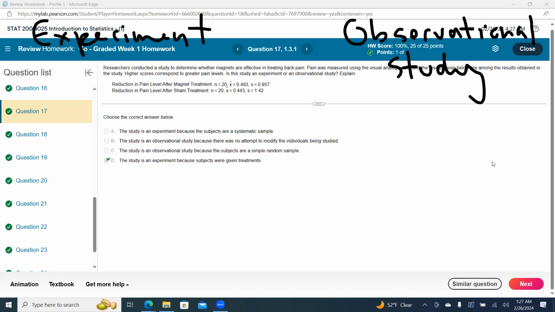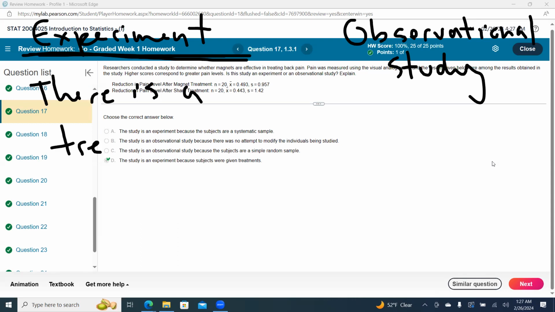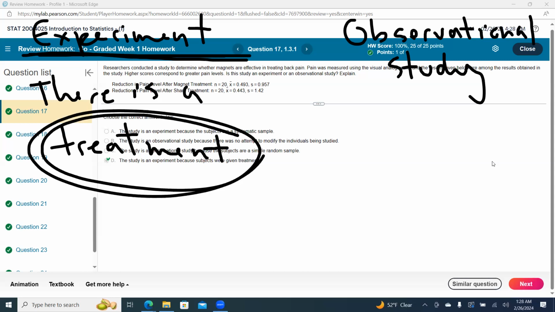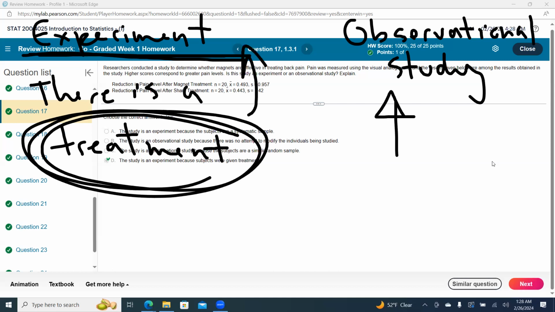So with an experiment, this is always true. Just give a basic definition. If you ever have an experiment, there is a treatment administered. If I'm reading a question, is this an experiment or is this an observational study? I'm looking for a treatment. This is true. They could give questions that are hard to define that are ambiguous. We don't really know. But if we know for a fact there's a treatment, it is an experiment. If there's no treatment, then it's automatically an observational study.